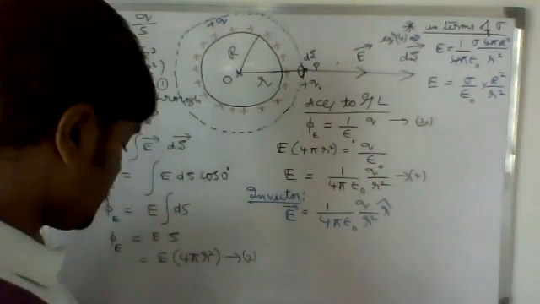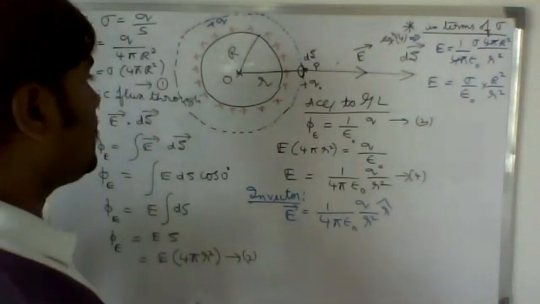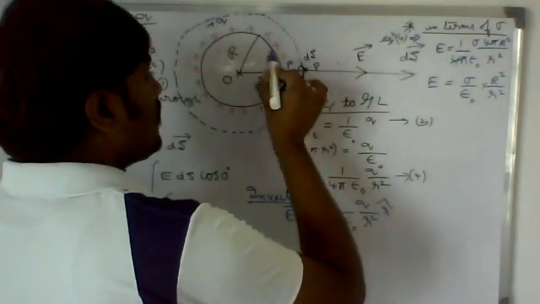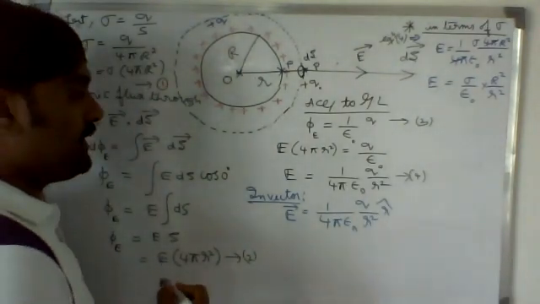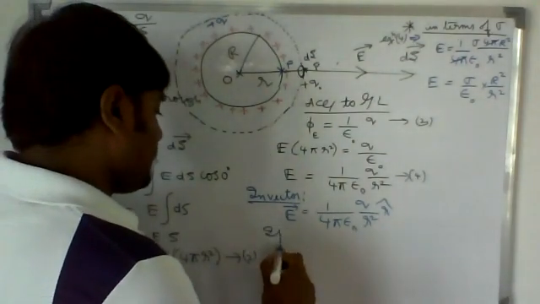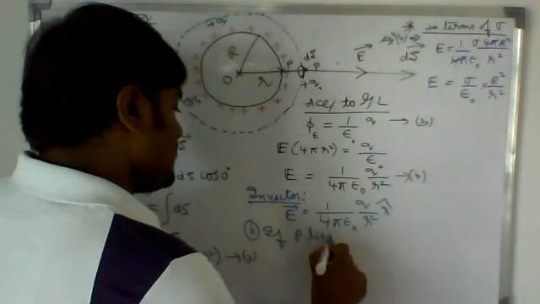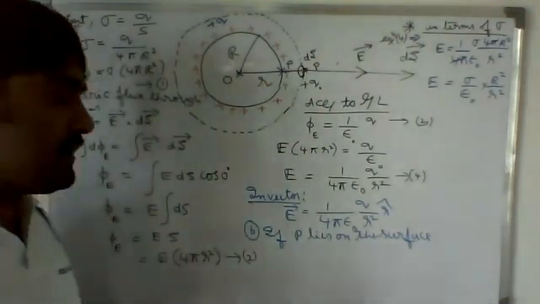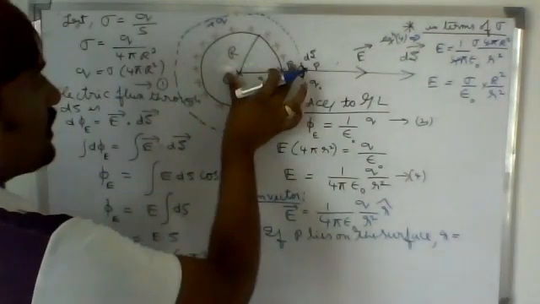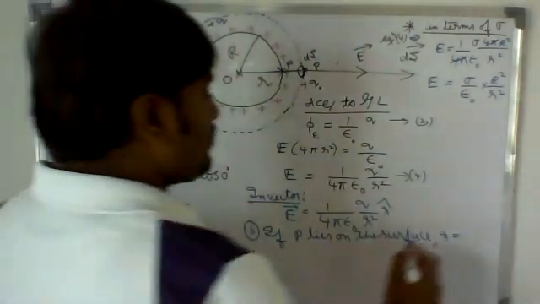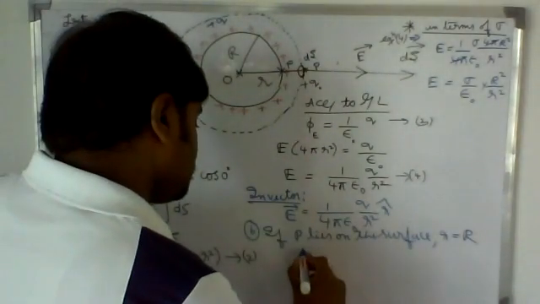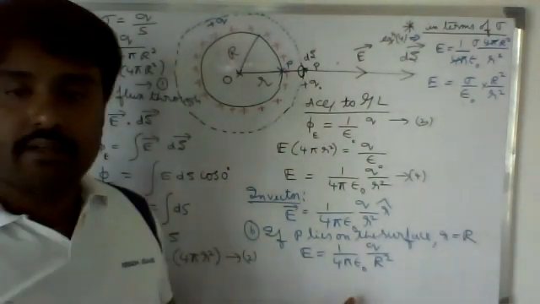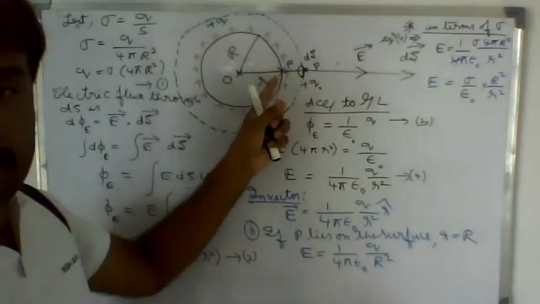Okay, the next case: suppose the observation point P lies on the spherical shell. In that case, the electric field strength is much stronger. In the second case, if P lies on the surface, what is the value of small r? Small r is equal to the radius of the spherical shell, small r is equal to capital R. So we will get the expression E is equal to 1 divided by 4 pi epsilon naught Q divided by capital R square. This is the expression for electric intensity at a point on the spherical shell.